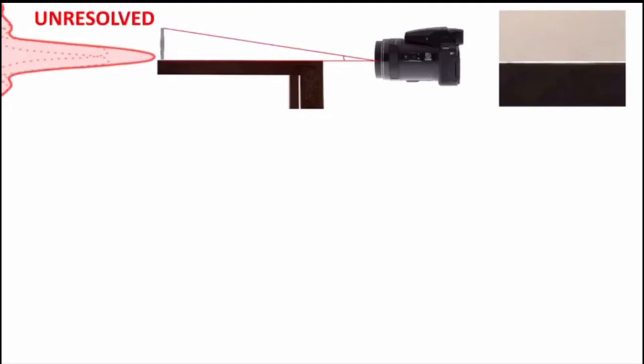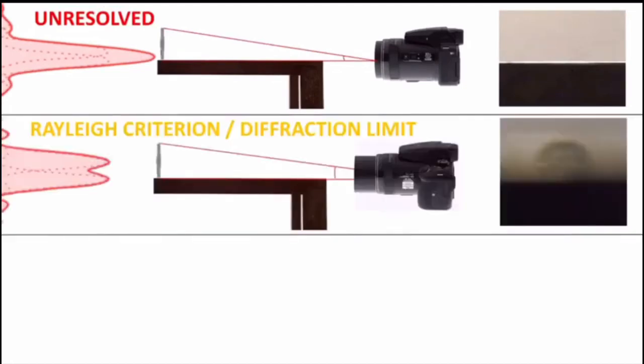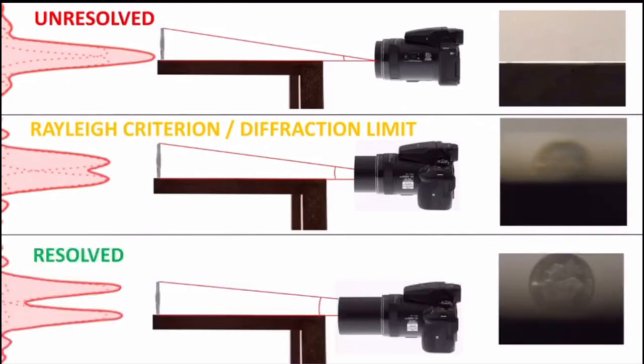It's just unresolved. But when you zoom back in, you increase the focal length and you increase the angle at what you are viewing that object. Now when you zoom in enough, it will meet the Rayleigh criterion, where you can see the two distinct objects again, the coin and the table. And when you get past that diffraction limit, you can fully resolve the object. Now this has all to do with the angle that you are viewing an object.